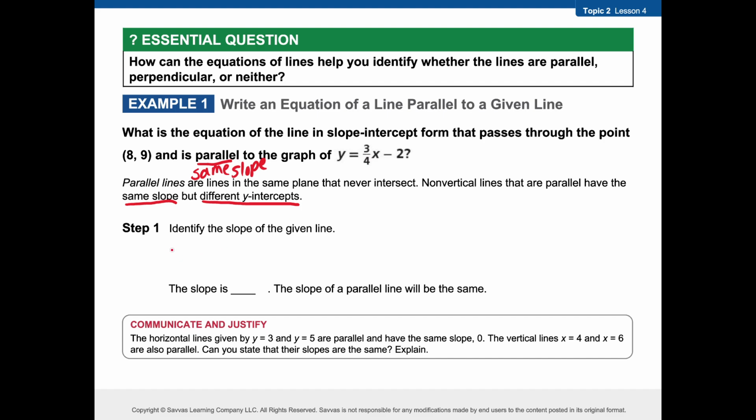So first, step 1, identify what the slope would be. This is correctly written in slope-intercept form, so the slope of this equation is 3/4. If the other line needs to run parallel, it needs to have the exact same slope. So the slope of my new equation would also be 3/4.